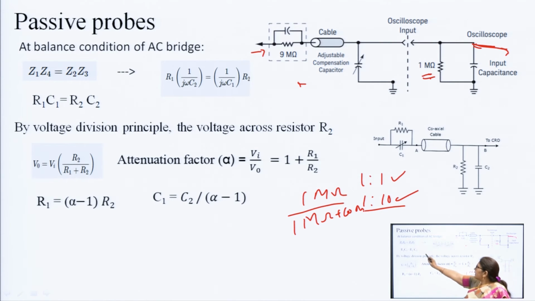Okay. And here this is connected in the form of a bridge. So, here Z1 Z4 is equal to Z2 Z3. It means R1 C1 is equal to R2 C2. Here the value of R1 is 9 mega ohm and the value of R2 is 1 mega ohm. Respectively we can select the values of C1 and C2, and there is a compensation capacitor. By this compensation capacitor we can adjust and calibrate the CRO also. So, this is the passive probe.